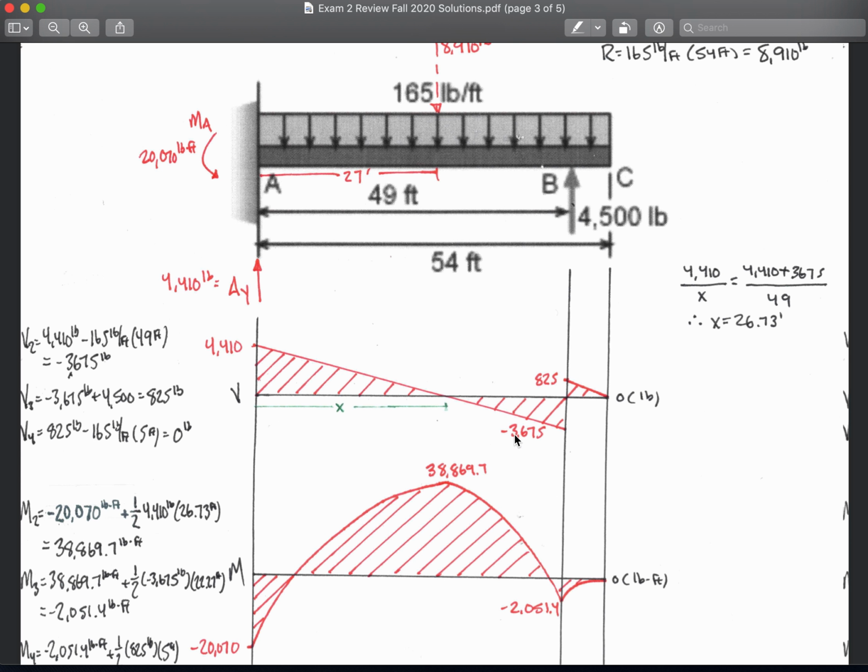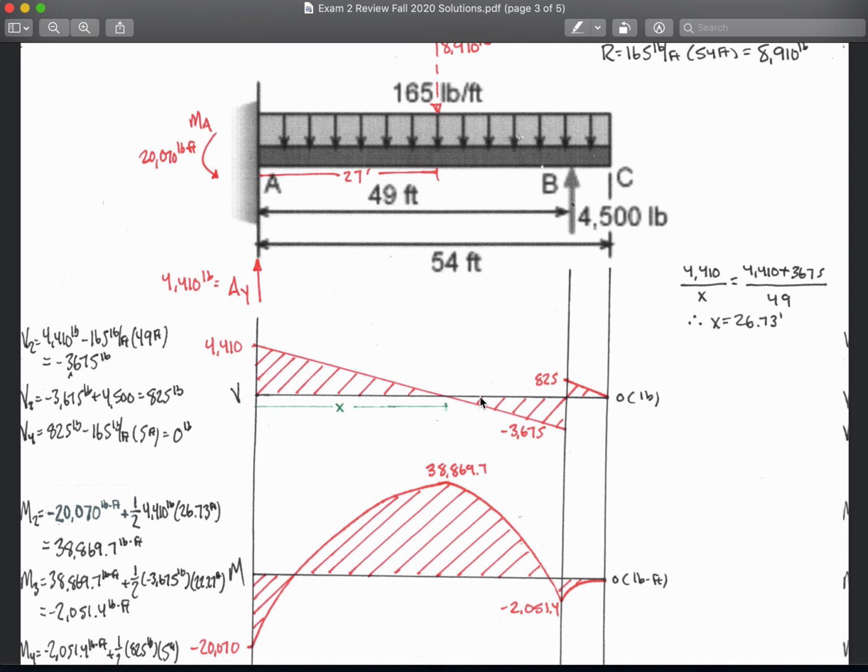Negative 3,675 pounds. I'm maintaining to work in pounds instead of kips in here because you'll see that rounding will start to affect it. So I maintain just pounds. Okay, so I've gotten that value. But then I continue. There's still distributed load in between this last distance right here of 5 feet.